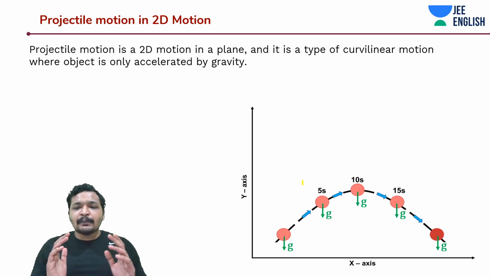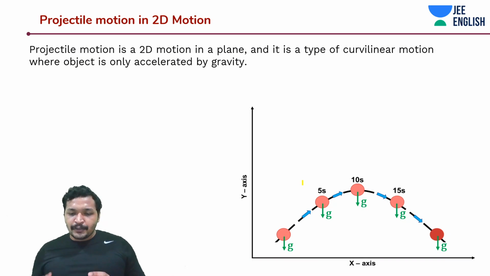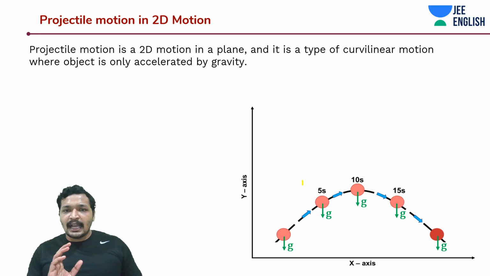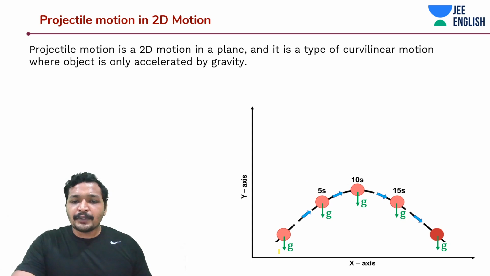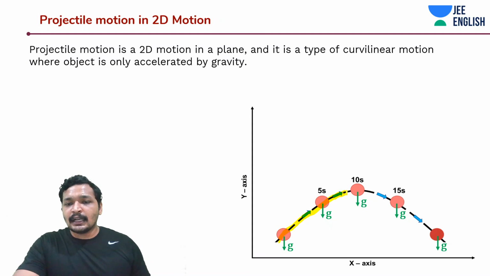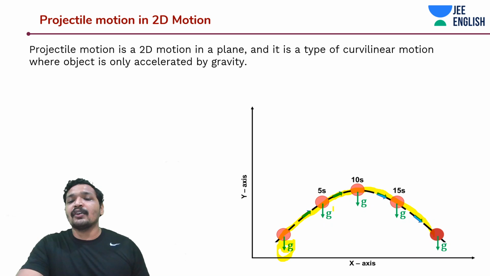So the definition of projectile motion says that an object is projected near Earth's surface at a certain angle, and this motion occurs in a curved path only under the influence of gravity. And this is a curvilinear motion. You see this object over here? It is in a curved path. It's a curvilinear motion, and the gravity is the only constant acceleration or deceleration acting on it.